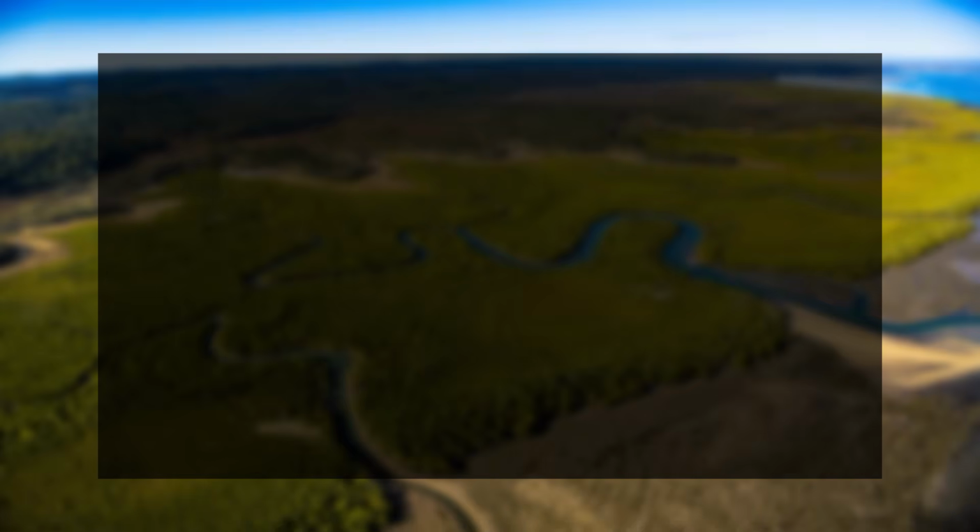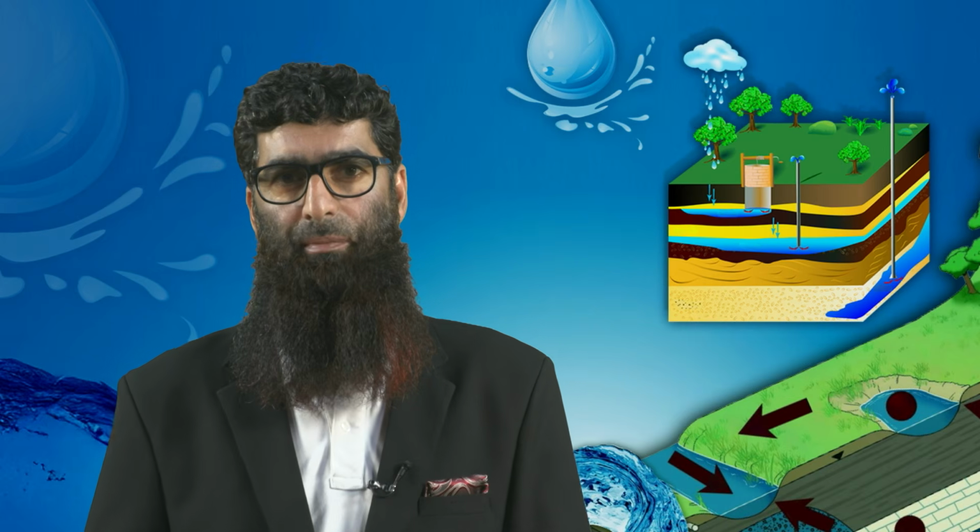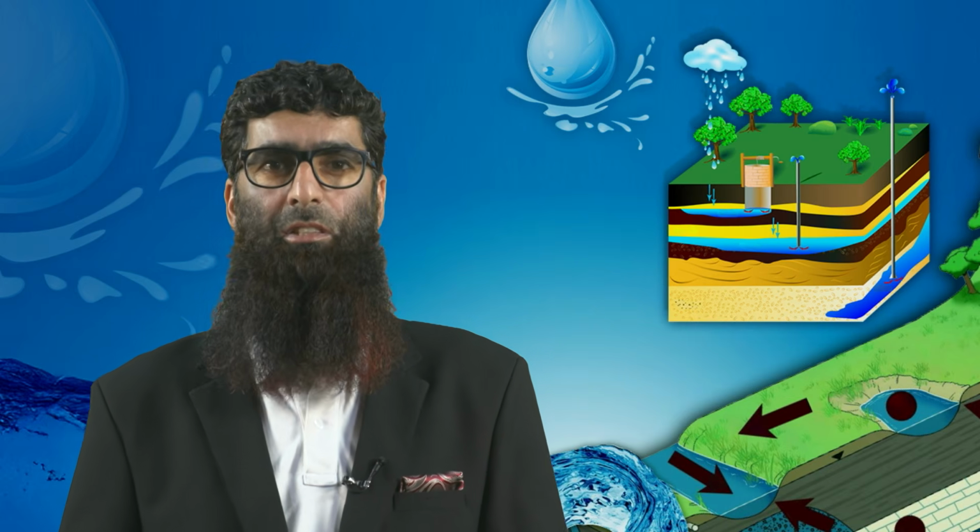For example, if you have a watershed where the highest elevation is 4000 meters, lowest elevation is 1000 meters, and basin length is 20 kilometers, that means 20,000 meters. Then the total relief would be 4000 minus 1000 is equal to 3000 meters. Then relief ratio would be 3000 divided by 20,000, so it comes up to 0.15. So that means a relief ratio of 0.15 suggests the high relief and a steep gradient.